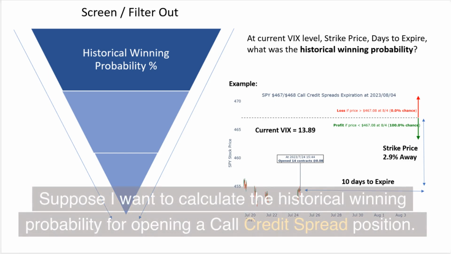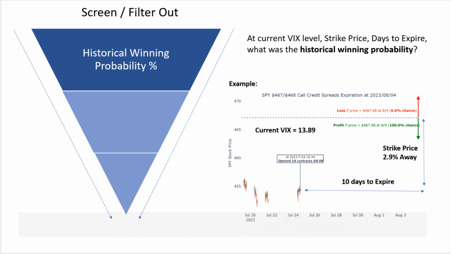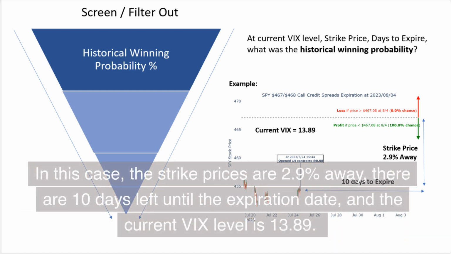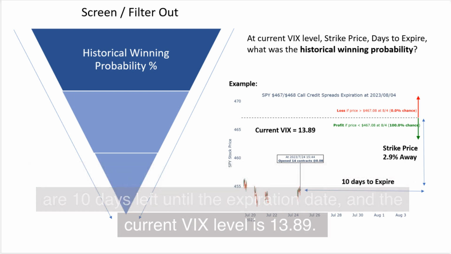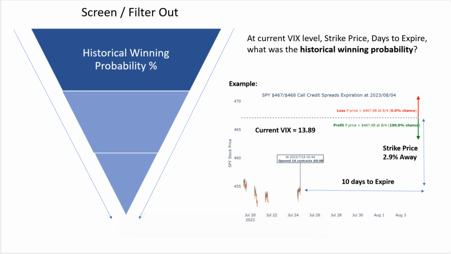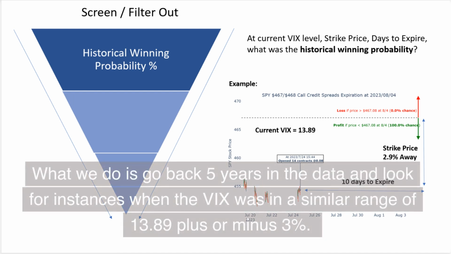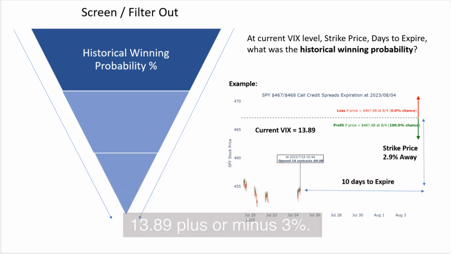Suppose I want to calculate the historical winning probability for opening a call credit spread position. In this case, the strike prices are 2.9% away, there are 10 days left until the expiration date, and the current VIX level is 13.89. What we do is go back 5 years in the data and look for instances when the VIX was in a similar range of 13.89 plus or minus 3%.